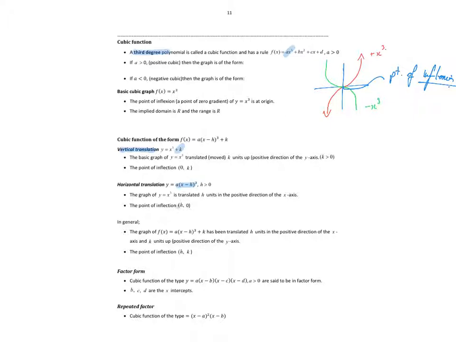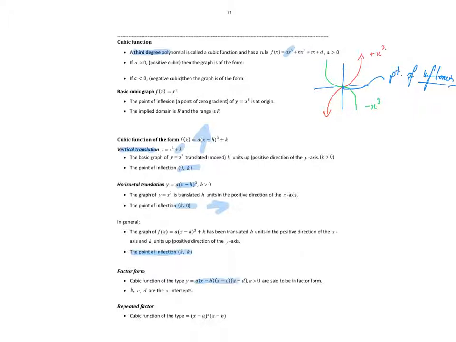So that means the point of inflection is at (h, k), the point of inflection is (0, k) for a vertical shift. So it's shifted up here, shifted to the right there. All right, and there's the general form. So nothing really new in that. It is possible we'll get it in factored form.